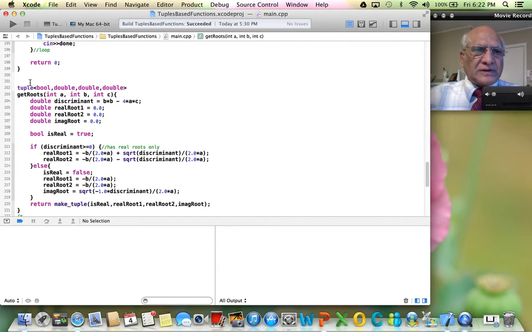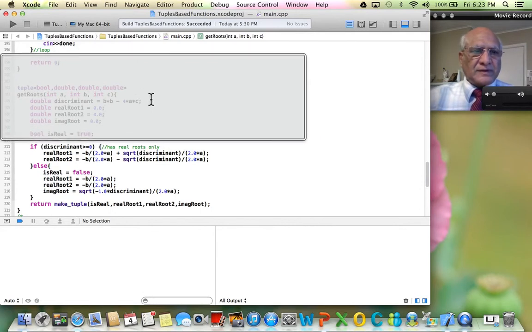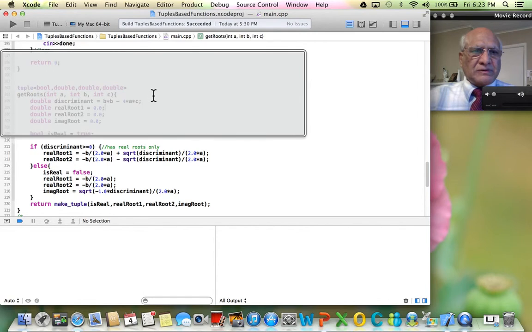But this is our function getRoots, with the same prototype that I showed you earlier. A is the coefficient of x squared, b is the coefficient of x, and c is the constant. We compute the discriminant first, which is b squared minus 4ac. If the zoom is a little less, I can show that to you through this magnifier. So this is my tuple function returning a tuple.